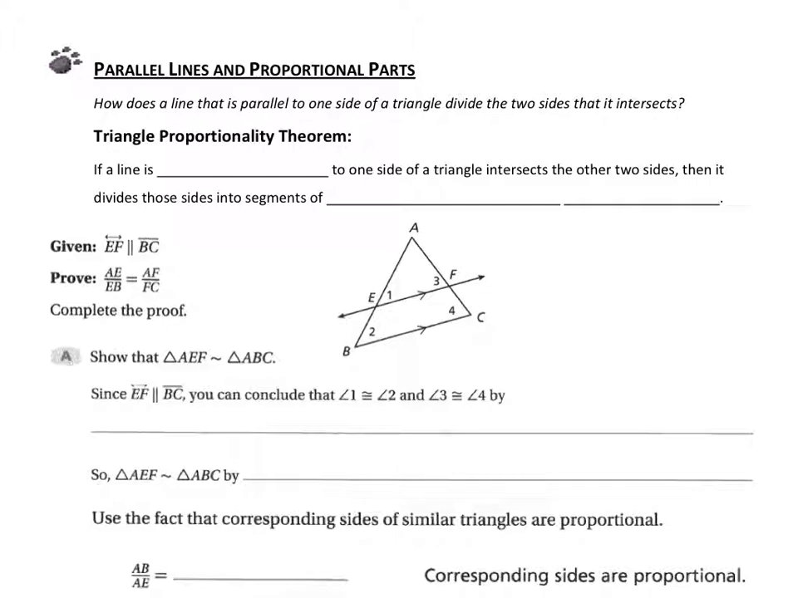But before we do that, let's talk about the triangle proportionality theorem. It says that if a line parallel to one side of a triangle intersects the other two sides, then it divides those sides into segments of proportional length. And what that means is, here we have a picture of it.